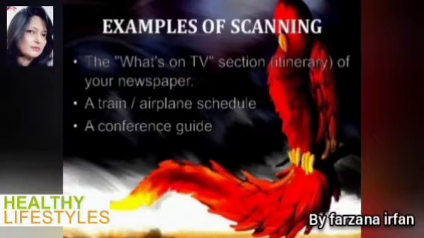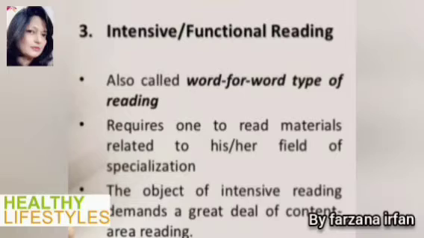For example, the What's on TV section, itinerary of your newspaper, a train or aeroplane schedule, a conference guide. Now the third type is intensive reading. It is also called word for word type of reading. Requires one to read materials related to his or her field of specialization. The object of intensive reading demands a great deal of content area reading.